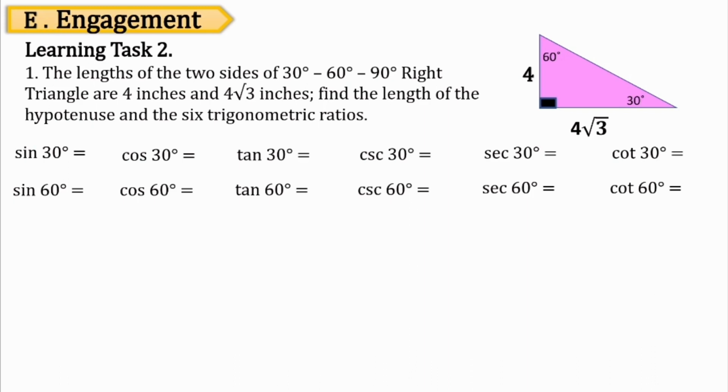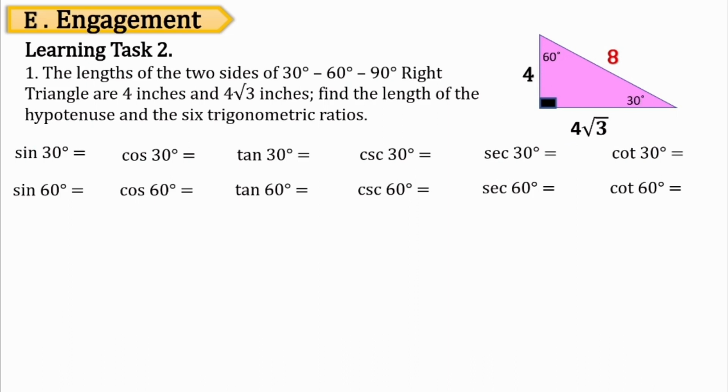Alam ko naman class na alam nyo na rin yung sagot, so ilalagay na natin dito. 4 times 2 is equal to 8. Then, ibobonus ko na rin class sa inyo yung sine 30 degree and sine 60 degree. Unahin na natin class yung sine 30 degree. Sine is equal to opposite over hypotenuse, and ito yung ating reference angle. So, opposite natin class is 4. Hypotenuse is equal to 8. So, 4 over 8.